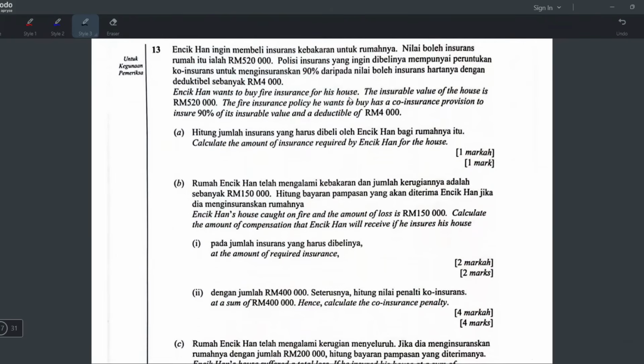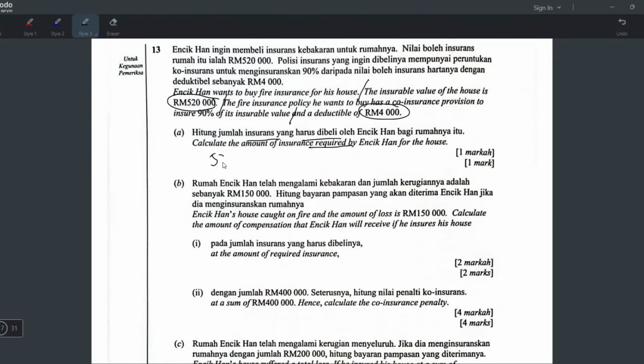Encik Han wants to buy fire insurance for his house. The insurable value of the house is 520,000. All right. The fire insurance policy he wants to buy is insure 90% of insurable value and the deductible is 4,000. Calculate the amount of insurance required by Encik Han. Cari yang harus dibeli. Okay, even if the soalan tak suruh cari required, saya kena cari juga. Because if you tak cari required, you cannot find out whether it's case 1, case 2, case 3, then you cannot find the compensation already. Okay, so even if the question never say also, you kena cari juga. Okay, but this question ada suruh cari lah.